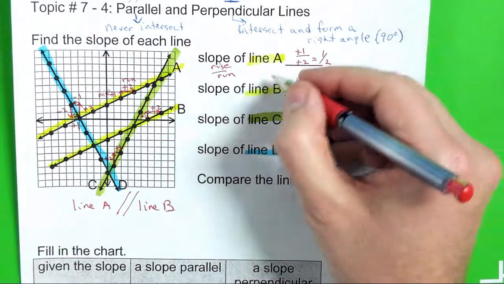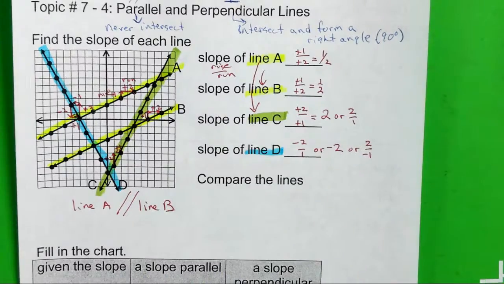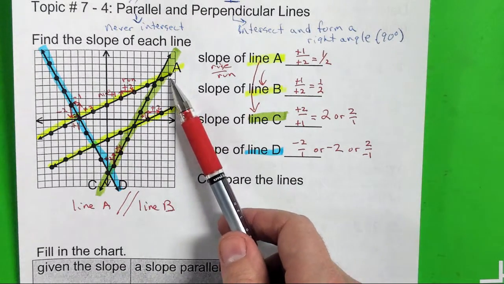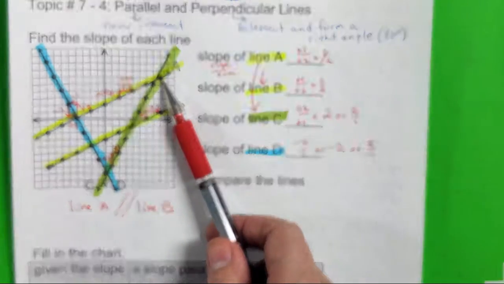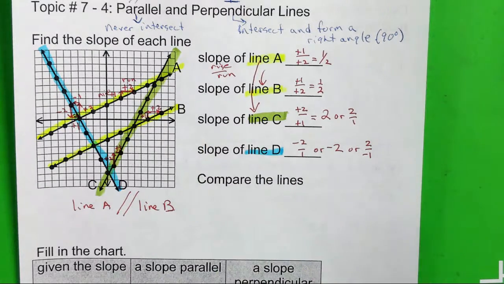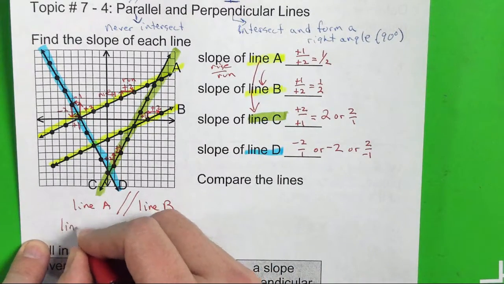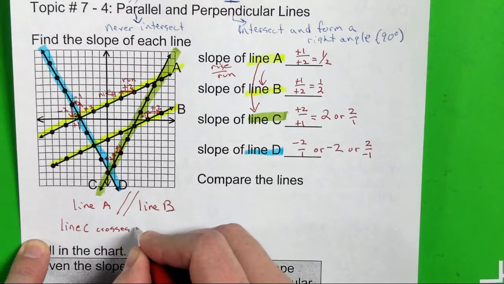So we did A to B. Let's do A to C. Is A parallel to C? Or do they cross? They cross. Now, do they cross and form a T? No. So let's not write anything. There's nothing to say about line A and C. They just cross. If you want, you can just say line C crosses A. But it's really not that big a deal.